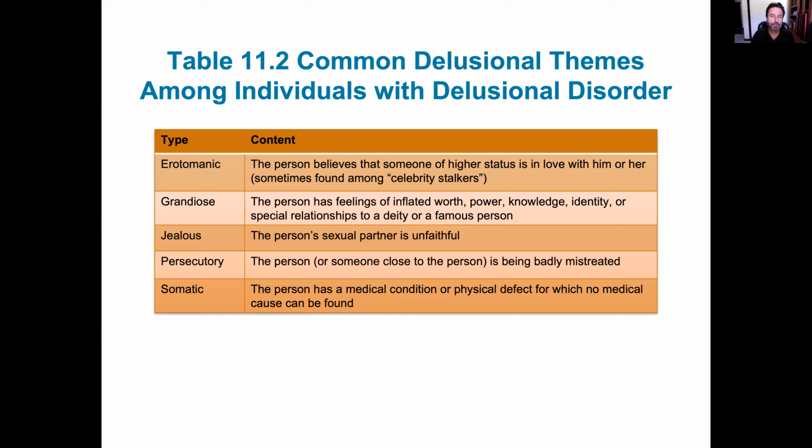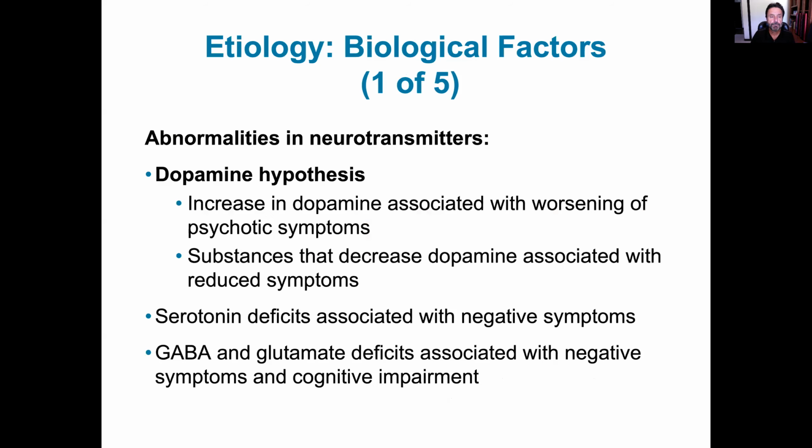Here are some delusional themes that individuals tend to report. Again, delusions are false beliefs. So how this happens is a lot of times we believe that there's some kind of abnormality or dysfunction or dysregulation in the neurotransmitters in our brain. The most common idea in this area is the dopamine hypothesis. Increased amounts of dopamine are associated with increasing psychotic symptoms.